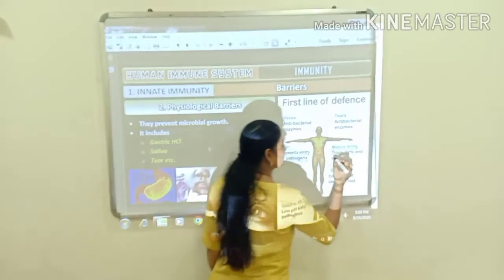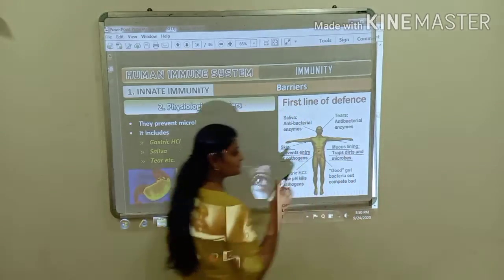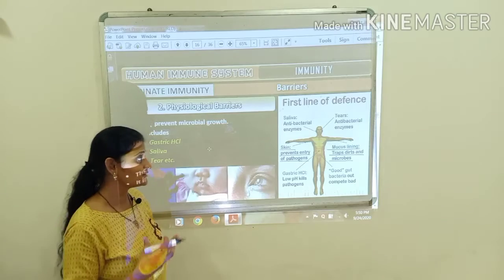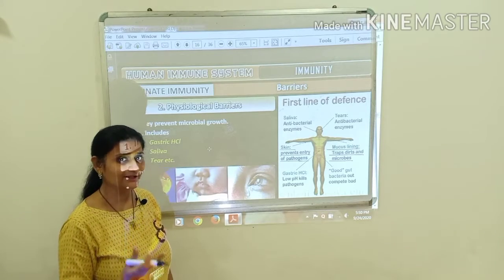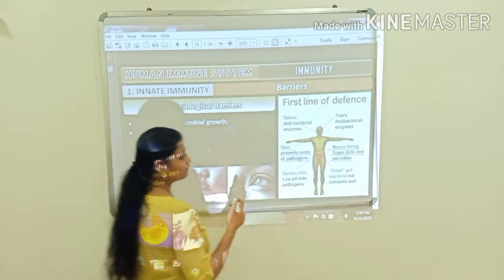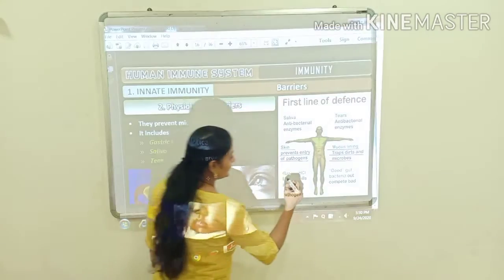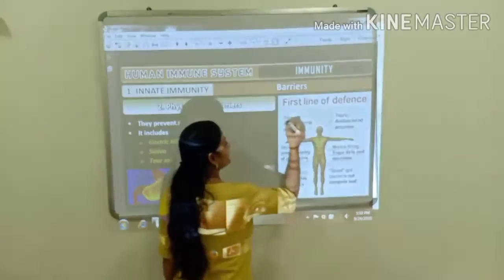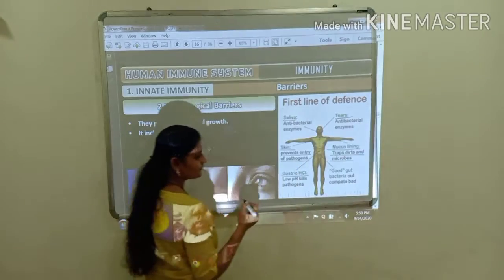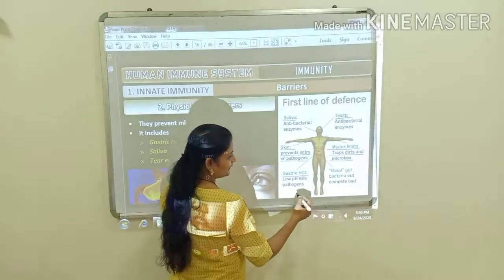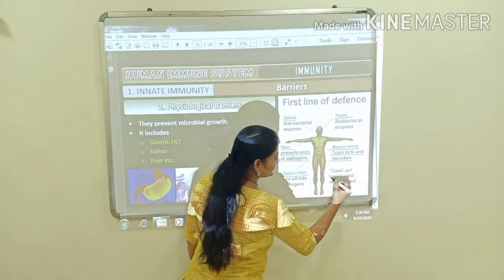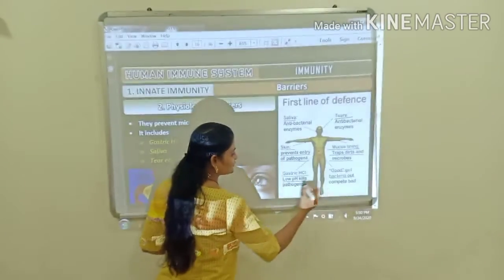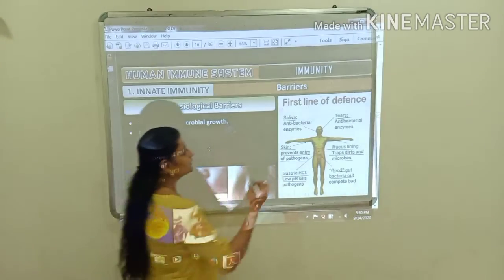It traps the dirt and microbes and doesn't allow the pathogen to enter the body and cause disease. So that was the physical barrier. If we talk of the physiological barrier, then there are gastric HCl, saliva, tears, and even the good gut bacteria. Gastric HCl has a low pH and it kills the pathogen.